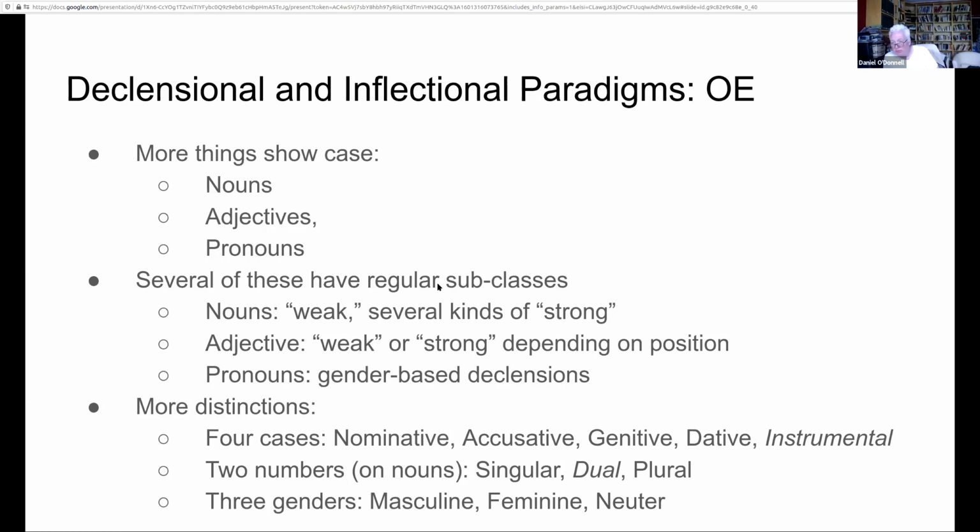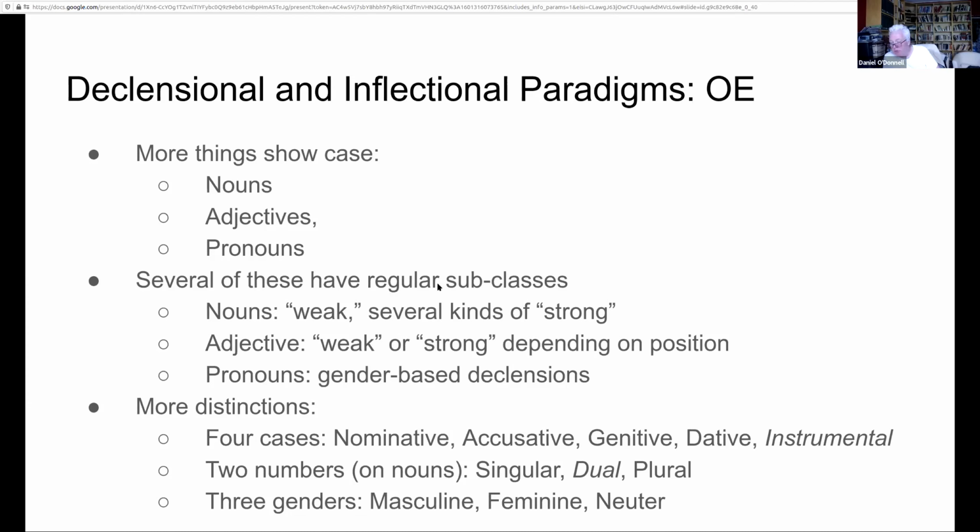In adjectives and on demonstrative pronouns, they actually have the remnants of a fifth case, an instrumental case. It shows up on masculine pronouns and on masculine adjectives that are agreeing with masculine nouns, but we don't have to worry about that too much. It doesn't come up very often.